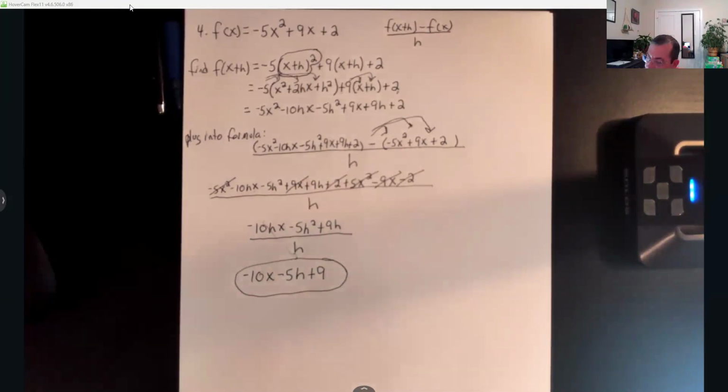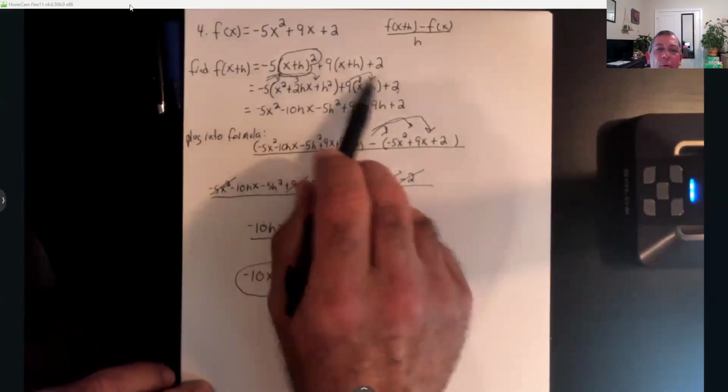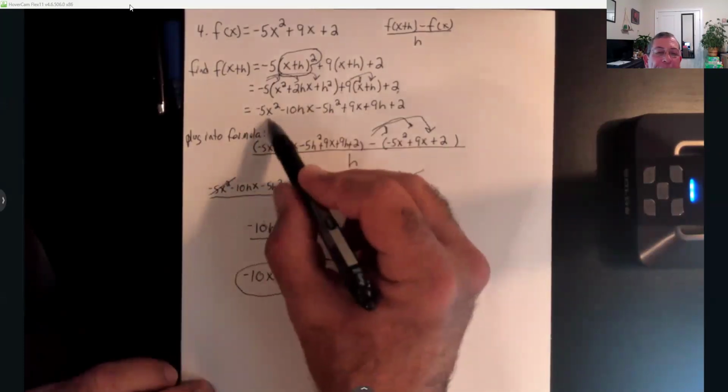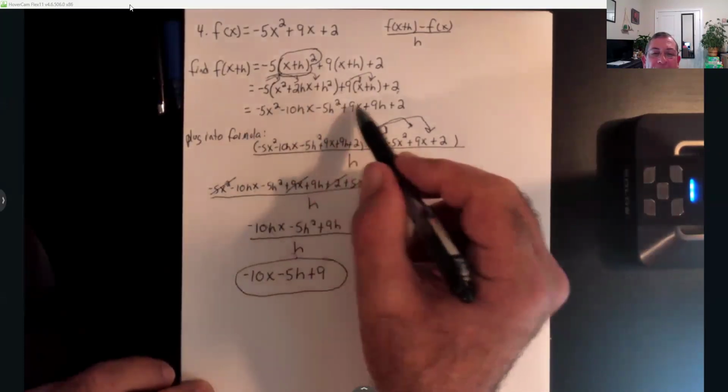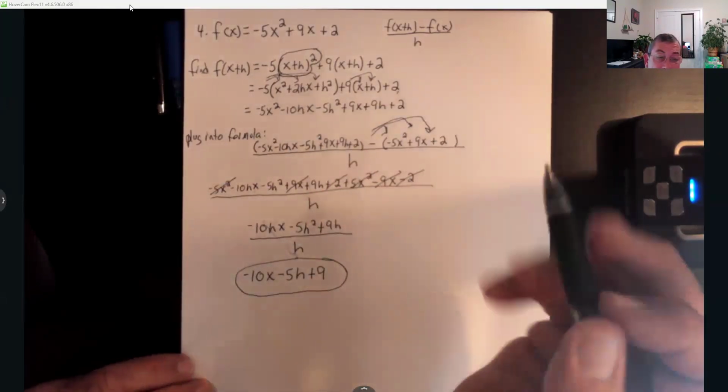And y'all, that's the trick on these. The biggest trick on these is to get the f of x plus h stuff. Once you get that, at this point, I can just cancel out the stuff that didn't have the h's in it and then divide those by h, okay?